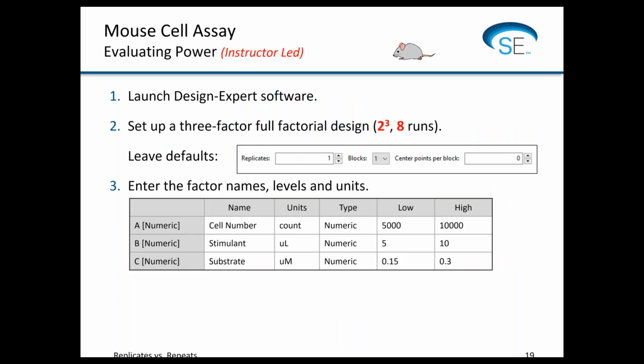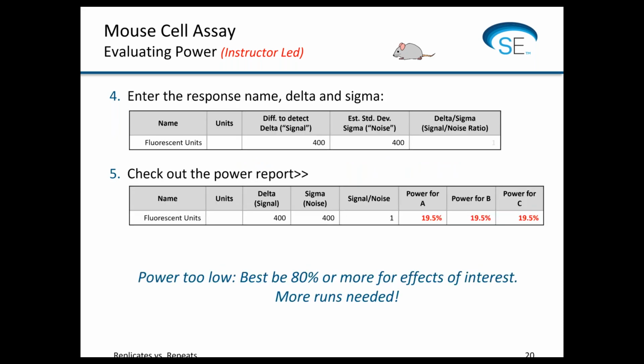Okay, so these are just instructions from the class. If you have Design Expert, you're probably familiar with them. If you don't, we're just going to set up to run a 2 to the 3rd, 8 experiments. You set up that design, you put in the factors and the levels. Remember, the levels we think are different enough that they'll generate a change of 400 or more.